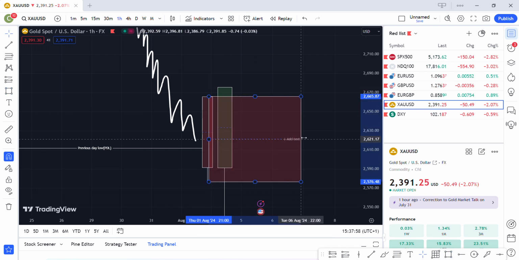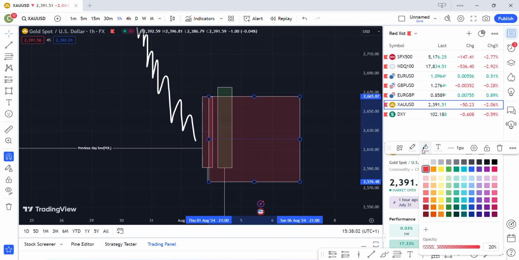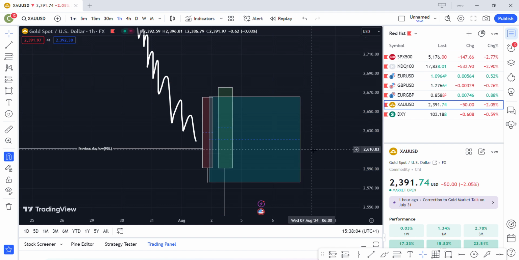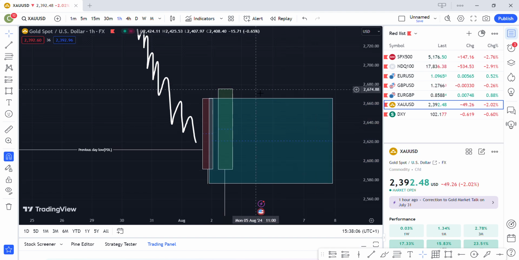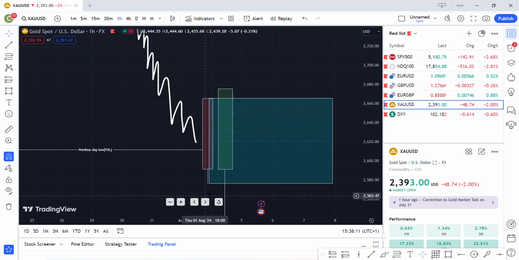Let's change that to blue so it's easy to see. So this would be our order block. It'd be from the open of this red candle to the wick at the bottom.